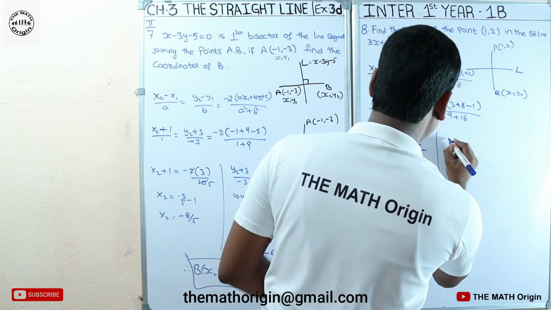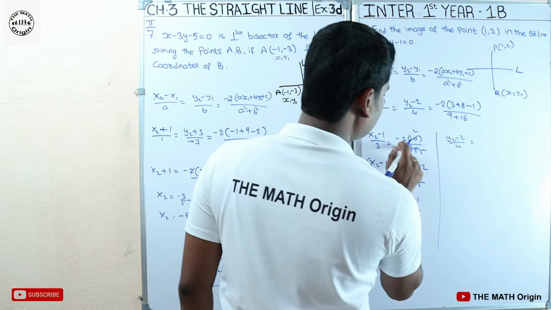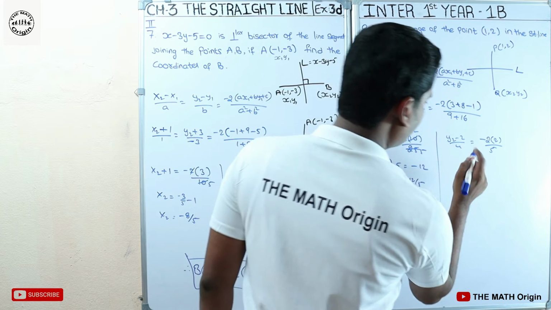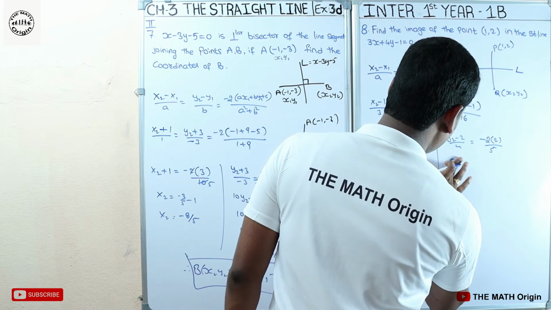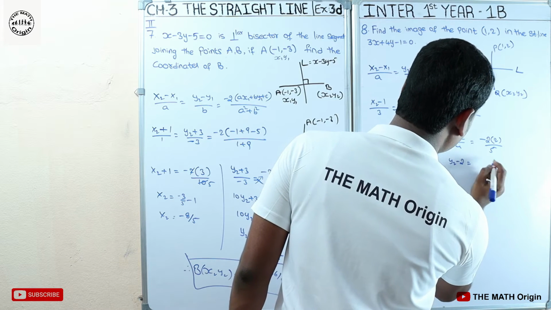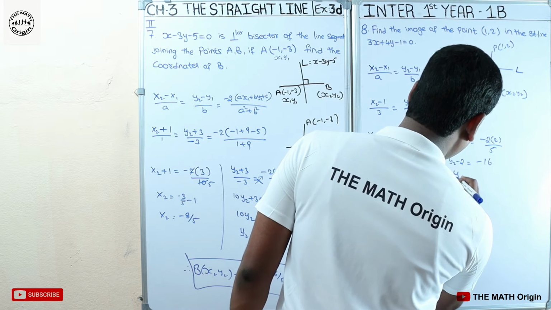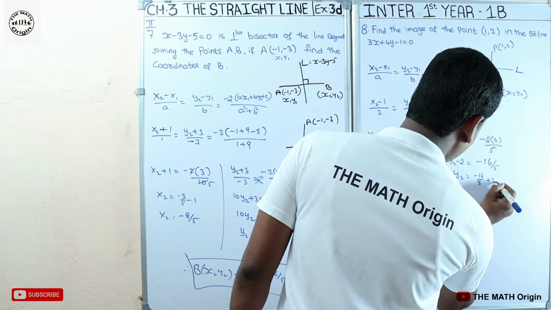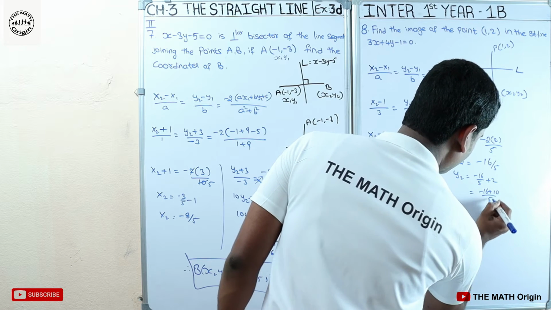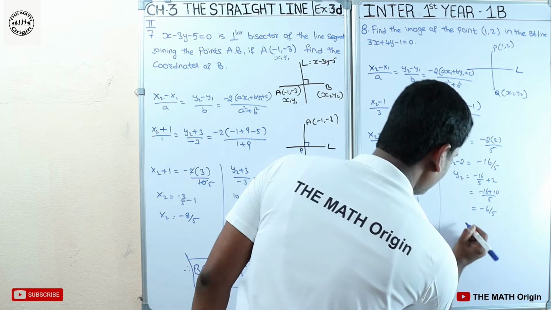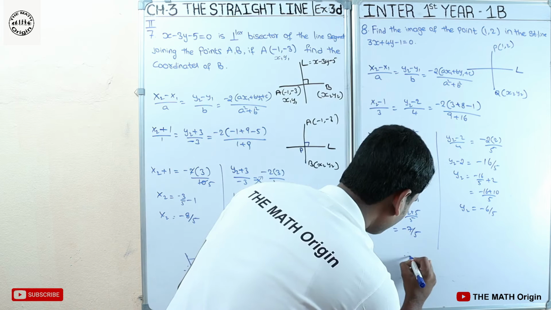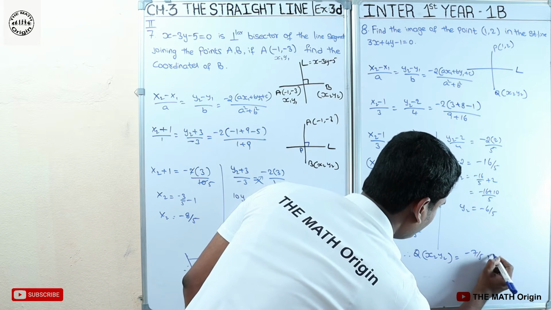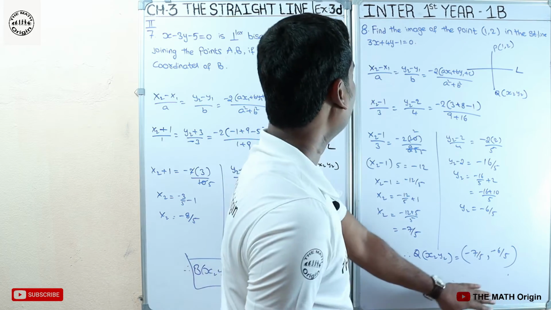Now let's do the same for the y coordinate. y2 minus 2 by 4 is equal to the same value I will substitute here, minus 2 into 2 by 5. So y2 minus 2 is equal to 4 into minus 4 by 5, which is minus 16 by 5. y2 is equal to minus 16 by 5 plus 2, which is equal to minus 16 plus 10 by 5, which is equal to minus 6 by 5. So y2 is equal to minus 6 by 5. Therefore the point Q, x2 comma y2, is equal to minus 7 by 5 comma minus 6 by 5. Therefore here ends the 8th problem.